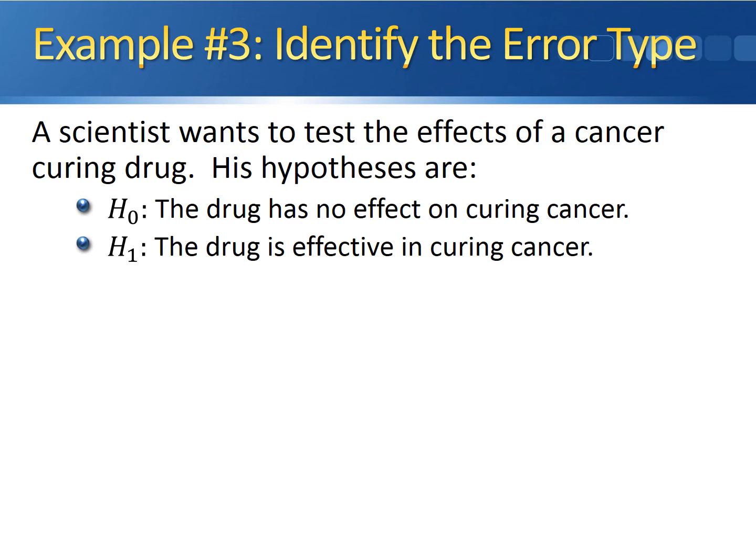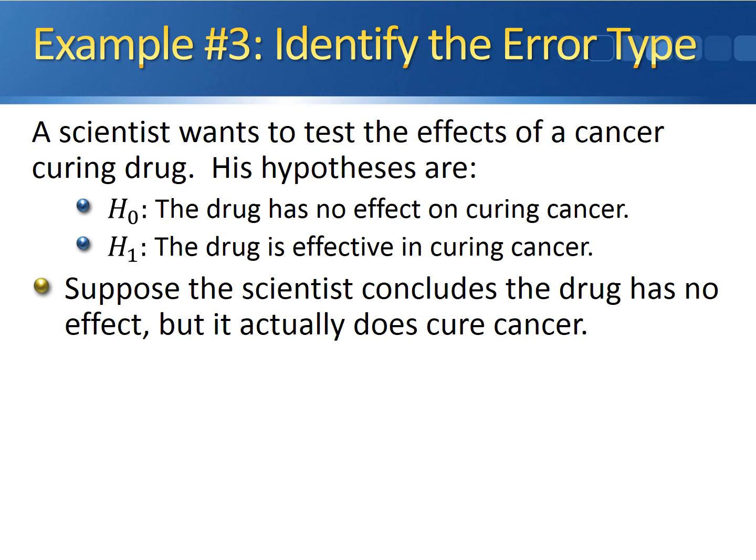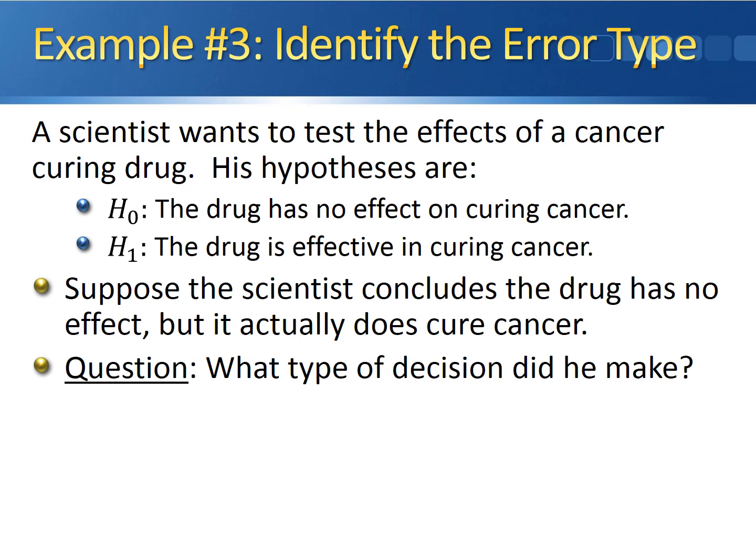Finally, let's take a look at a third situation. We have the same scenario, only this time, the scientist concludes that the drug has absolutely no effect on curing cancer. But in reality, this drug does cure cancer. What type of decision did he make in this scenario? Well, here, the scientist failed to reject the null hypothesis. He concluded that the drug was ineffective.